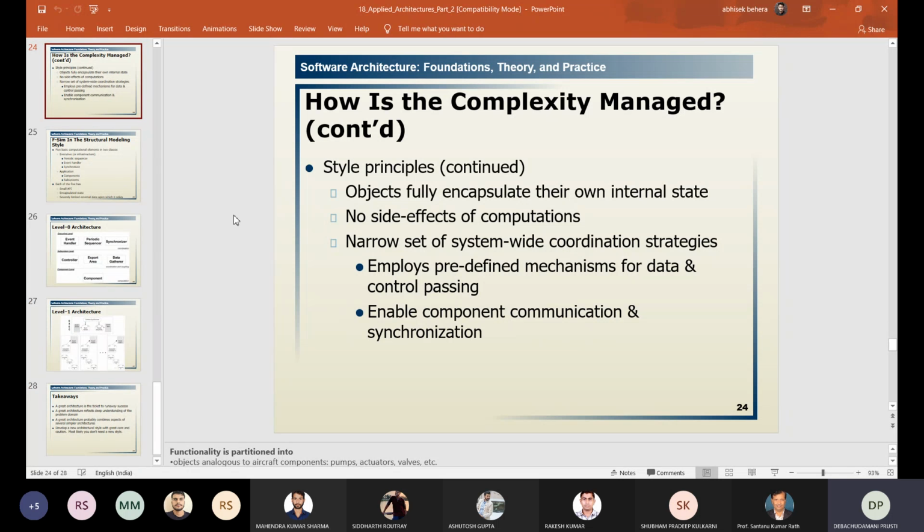Now, the style principles we are continuing. The objects are fully encapsulated with their own internal state to manage the complexity. No side effects of computation should be there. The narrow set of system-wide coordination strategies employs the predefined mechanism for data as well as for control passing. It enables the component communication and their synchronization in between the components.